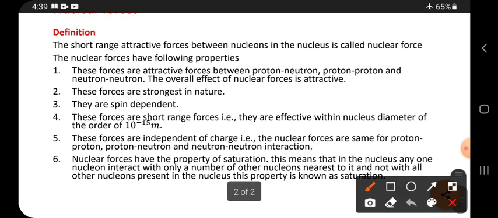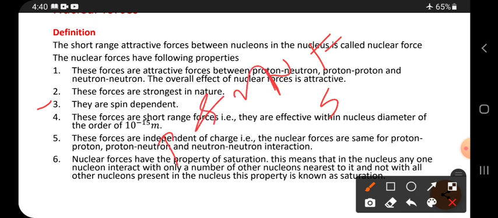Next, third point: they are spin dependent. Nuclear force depends on the spin of proton and neutron. Because of spinning only, nuclear forces are created. The attractive forces are created because of the spinning of neutron and proton. That is why they depend on spin.